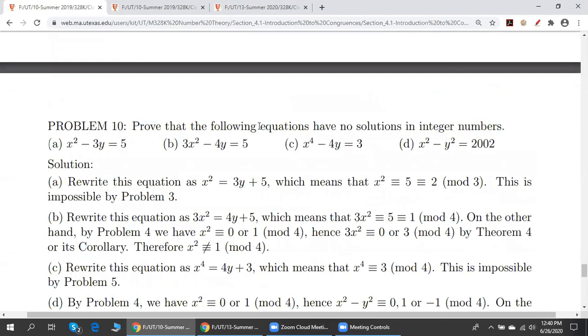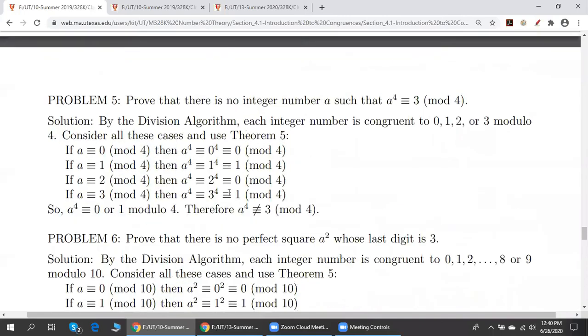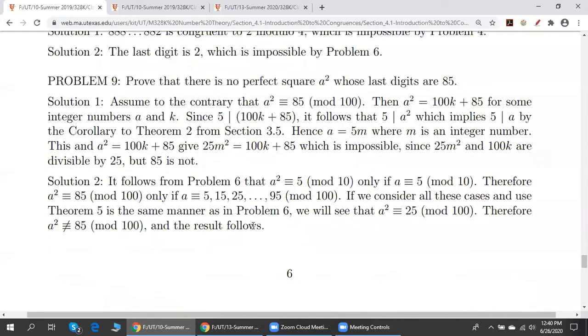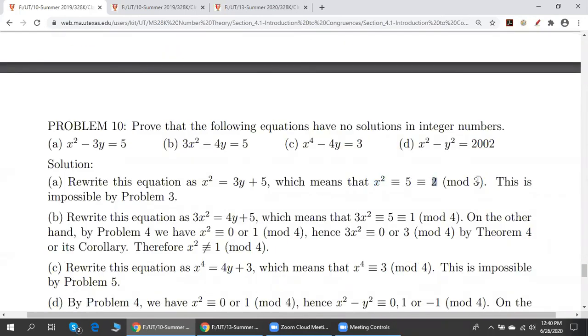Prove that the following equations have no solutions in integer numbers. So, how to prove that this has no solutions in integer numbers? We rewrite this as this, which means that x squared is congruent to 5, which is congruent to 2 modulo 3. This is impossible by problem 3. In problem 3, we proved that A squared is congruent either to 0 or 1. Therefore, x squared is not congruent to 2 modulo 3.